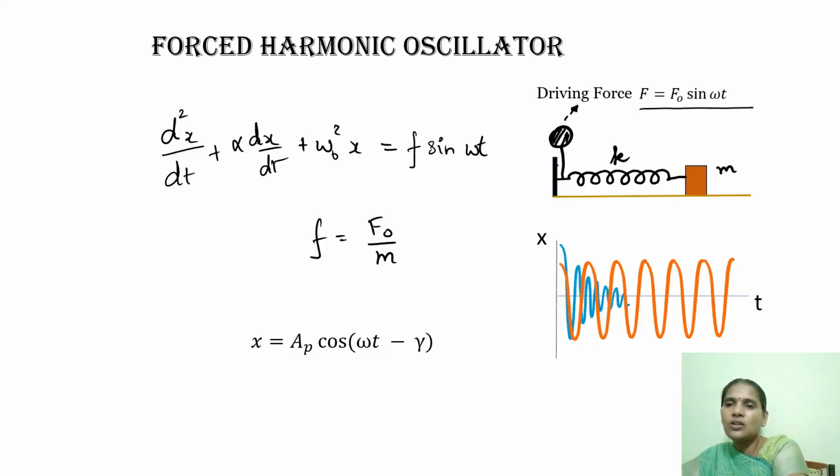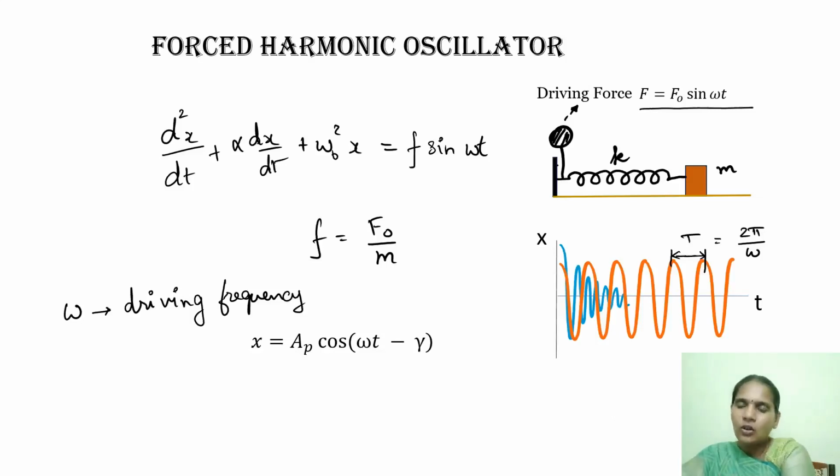So, since the solution is of the form A_p cos (omega t minus gamma), after sufficiently long time, the time period of a forced oscillator T is given as 2 pi by omega, where omega is the driving frequency. Omega is driving frequency, that is the frequency of the driving force is known as driving frequency. The amplitude A_p is dependent on f as well as omega.